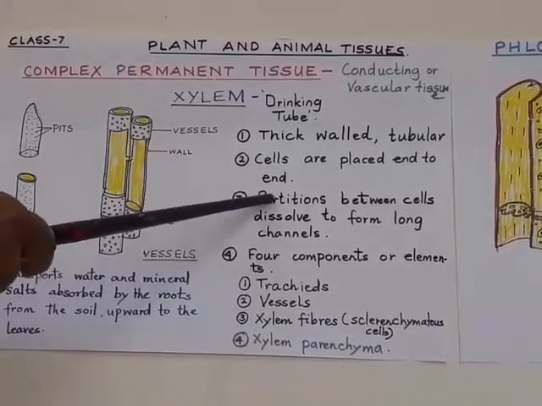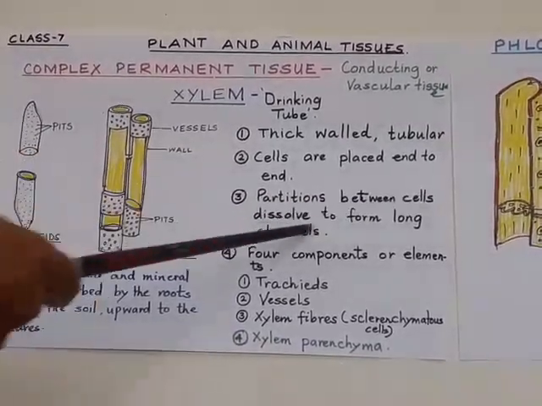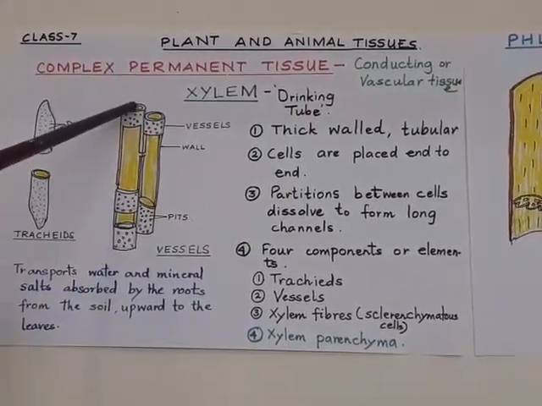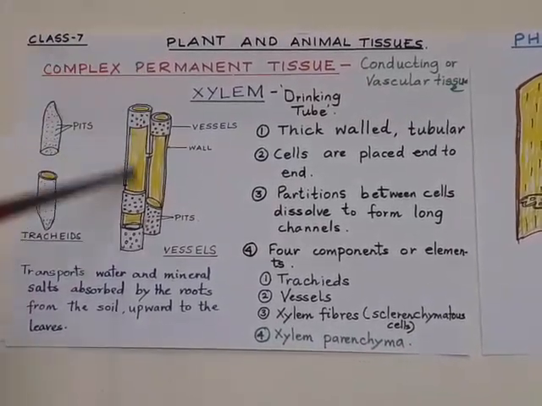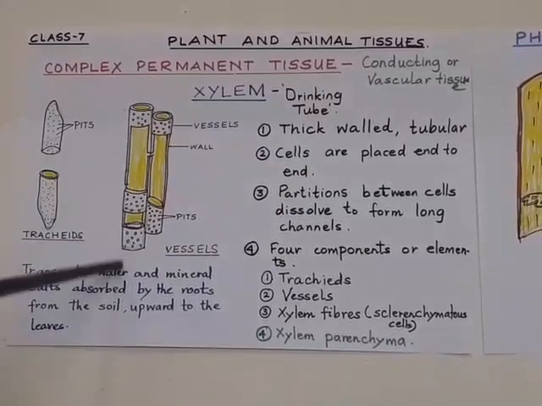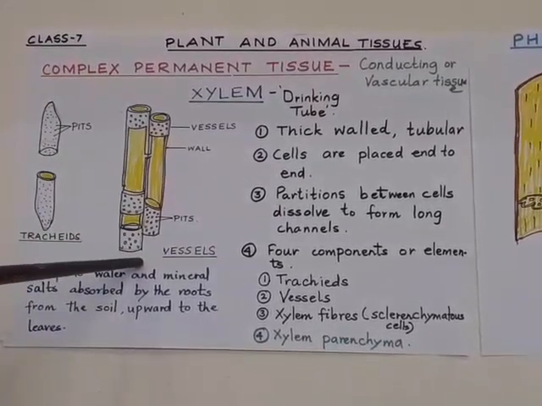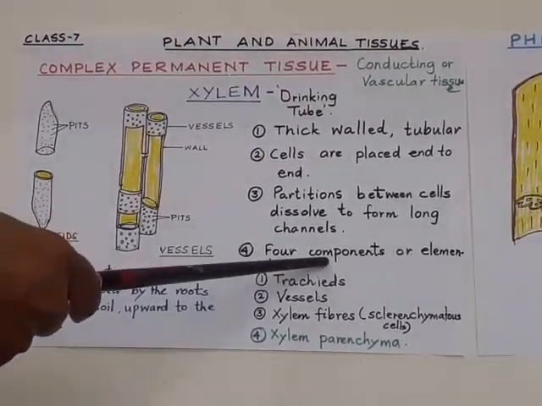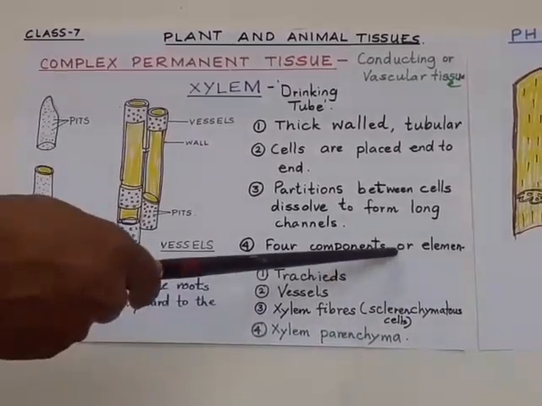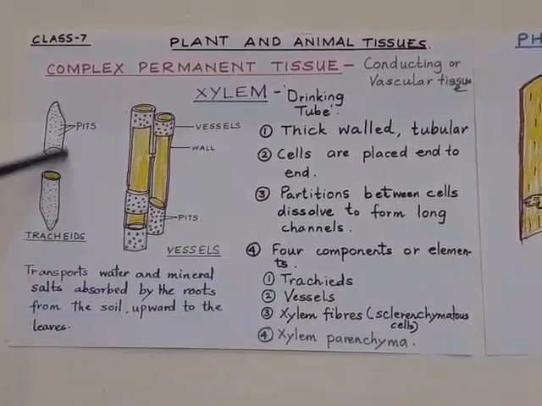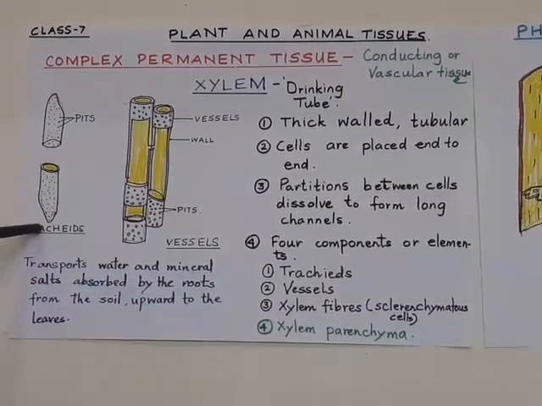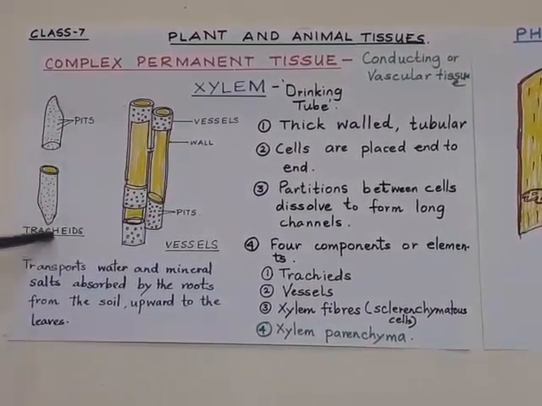Now the partitions between the cells dissolve. Here is the partition. They dissolve to form long channels through which the water can pass. Now the four components or elements, as I told you earlier, the first is tracheids. This is one single element of tracheid, one single cell.